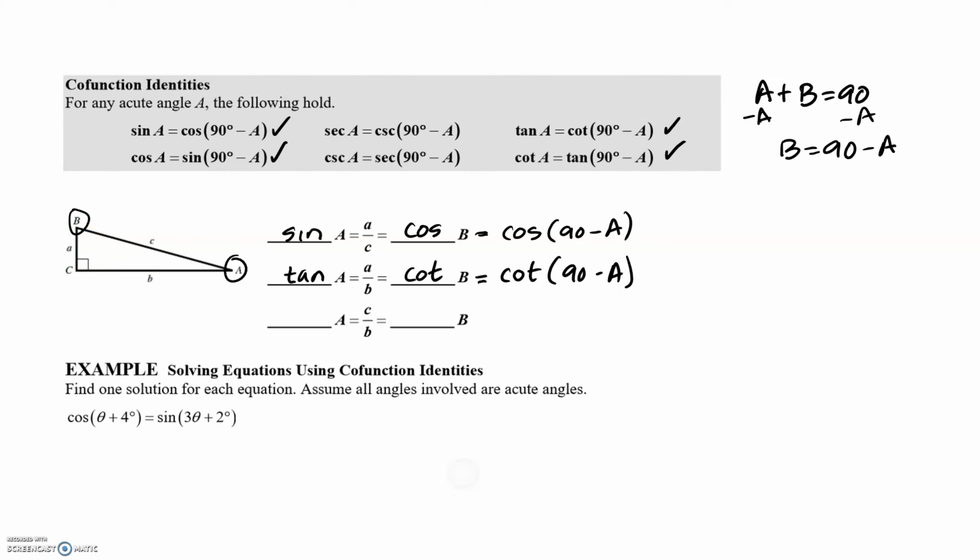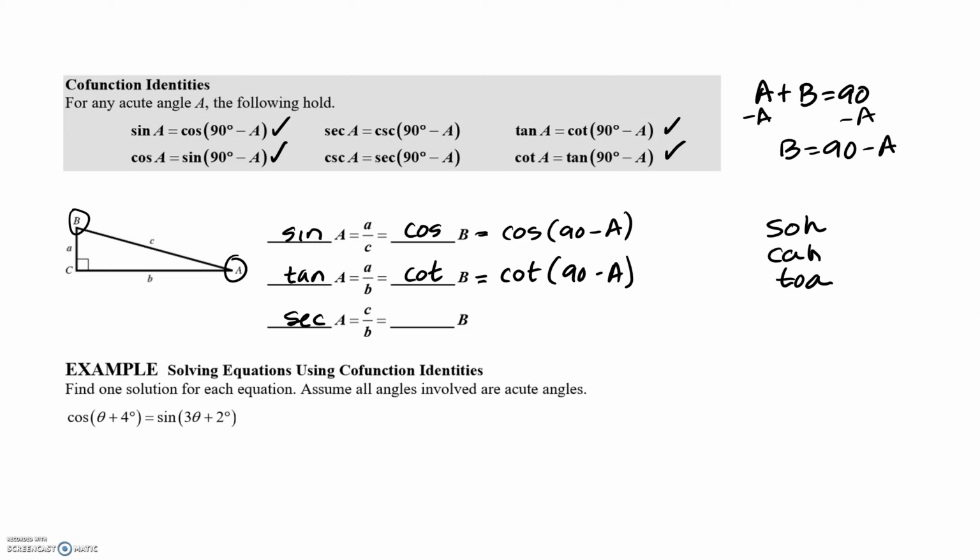Now let's go ahead and do secant. Secant of A. What is secant of A? Well, secant we know is the flip of cosine. So it's the hypotenuse over the adjacent, right? Flip of cosine, and cosine is the SOH-CAH-TOA adjacent over hypotenuse. So secant is the opposite of the cosine, so it's hypotenuse over adjacent.